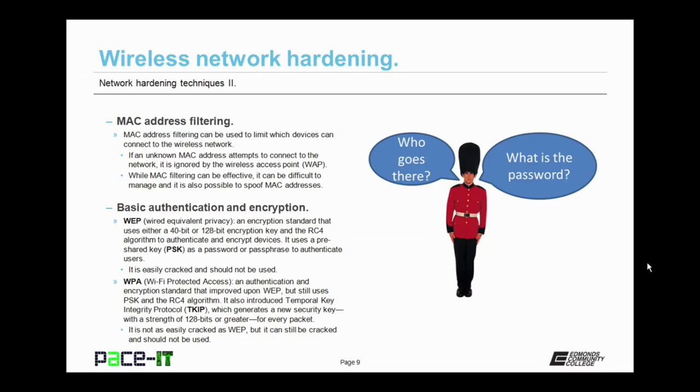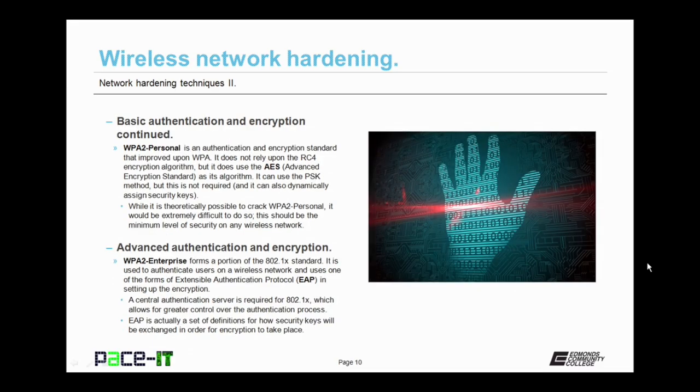Better than WEP is WPA, Wi-Fi Protected Access. It's an authentication and encryption standard that improved upon WEP, but still uses PSK and the RC4 algorithm. But to increase security, it also introduced Temporal Key Integrity Protocol, or TKIP. TKIP generates a new security key for every packet, and that new security key has a strength of 128 bits or greater. Now, it's not as easily cracked as WEP, but it can still be cracked and should not be used unless absolutely necessary. And hopefully that's not the case in your wireless network.